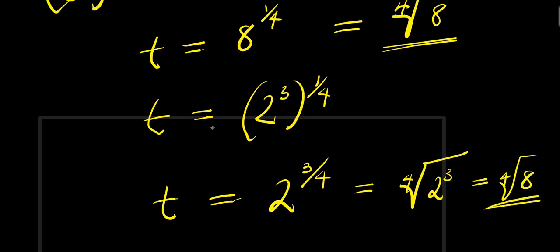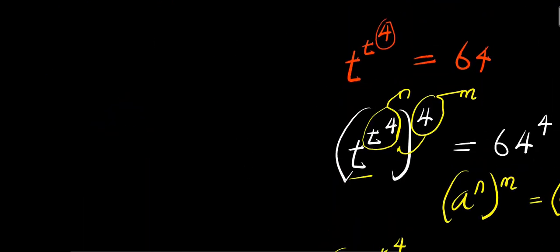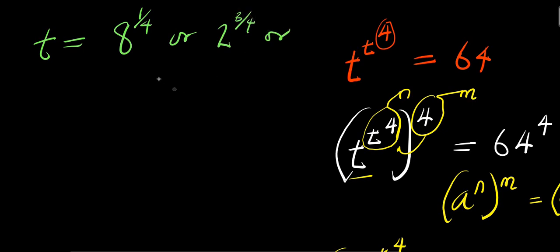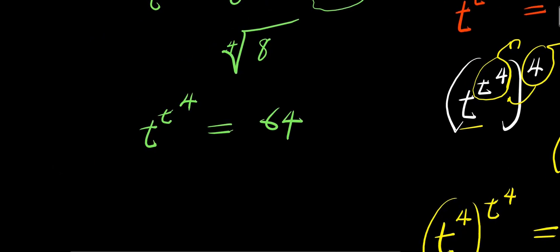So guys, this is it. And this is how you can solve this using any of the methods. Now you can check. We have t equals 8 power 1 over 4 or 2 power 3 over 4 or the fourth root of 8. And you have t power 4 equals 64. Let's make use of this because this is the simplest form. You have 2 power 3 over 4, that is for t here. Another 2 power 3 over 4, that is for t here.